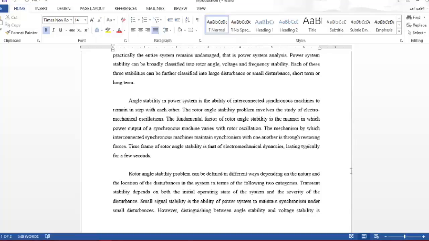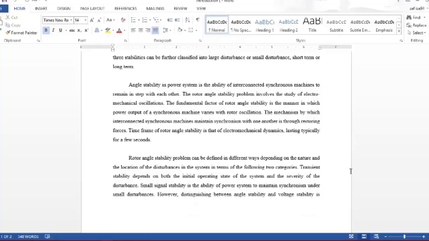Angle stability in a power system is the ability of interconnected synchronous machines to remain in step with each other. The rotor angle stability problems involve the study of electromechanical oscillations. The fundamental factor of rotor angle stability is the manner in which the power output of a synchronous machine varies with rotor oscillation. The mechanism by which interconnected synchronous machines maintain synchronism with one another is through restoring forces. The time frame of rotor angle stability is that of electromechanical dynamics, lasting typically for a few seconds.